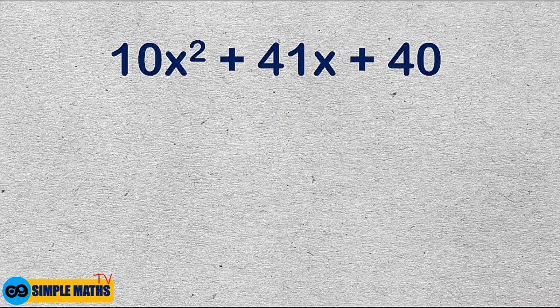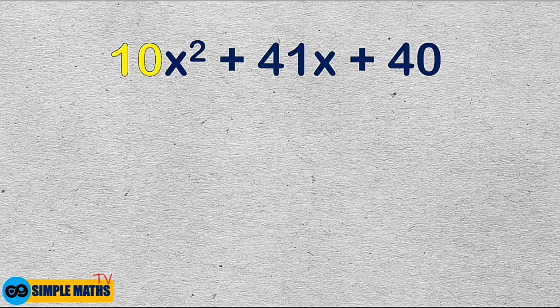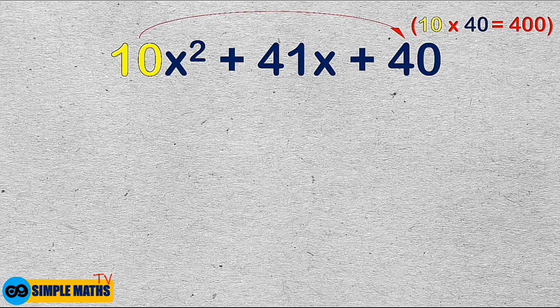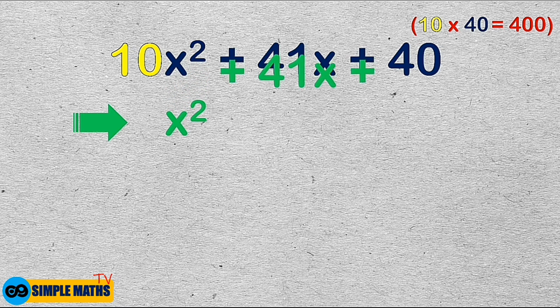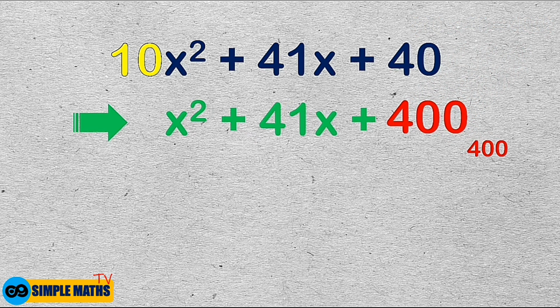For our second example, let us factor 10x squared plus 41x plus 40. First, we will slide 10. That's 10 times 40 equals 400. Next, we will rewrite the trinomial without the numerical coefficient of 10, and using the constant 400. We now have x squared plus 41x plus 400.